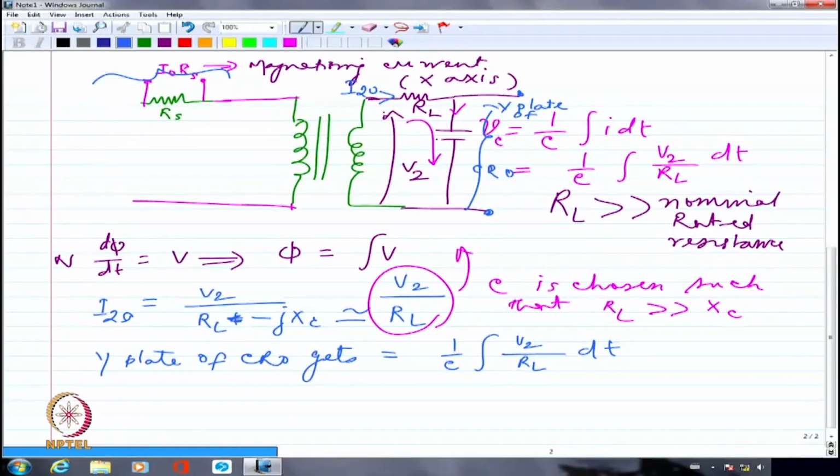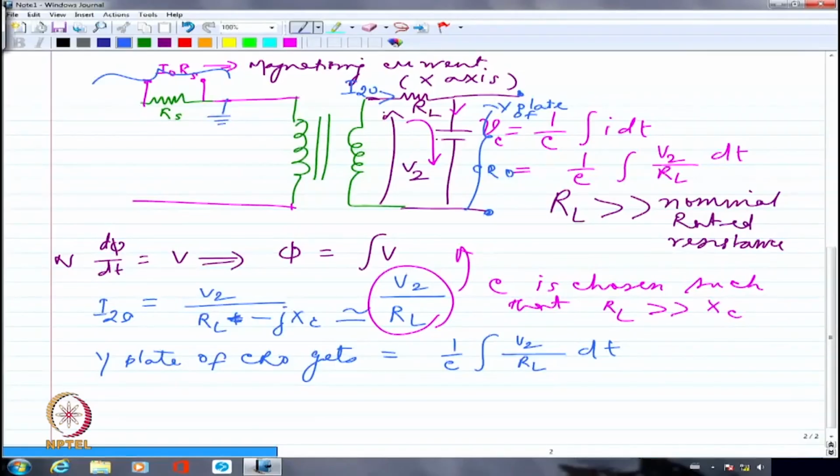One word of caution in this experiment. When I connect this to the X plate and this to the Y plate, please understand that the CRO will have two terminals in the X plate and two terminals in the Y plate. One of them will be grounded and the other terminal will be given to the signal, or vice versa.